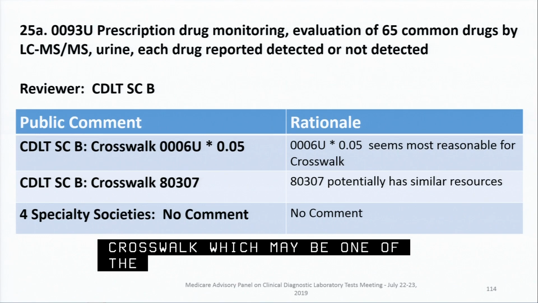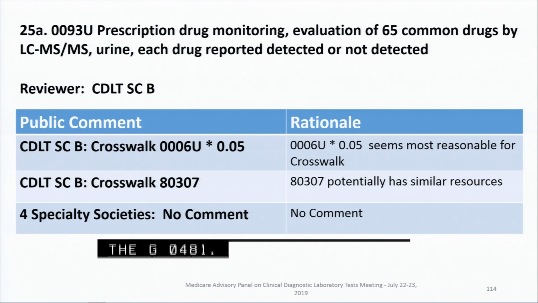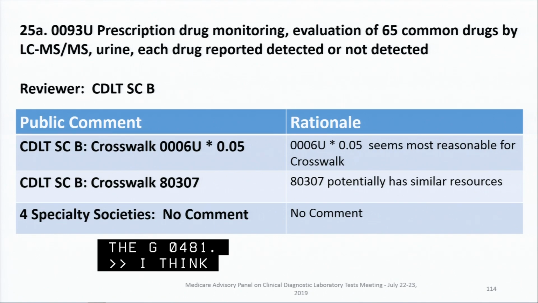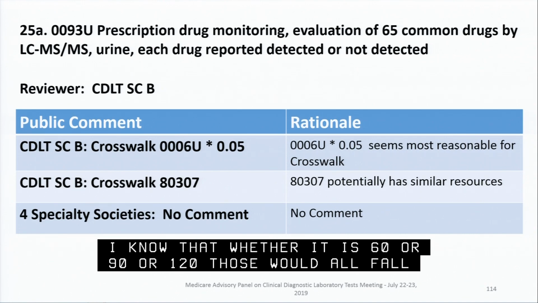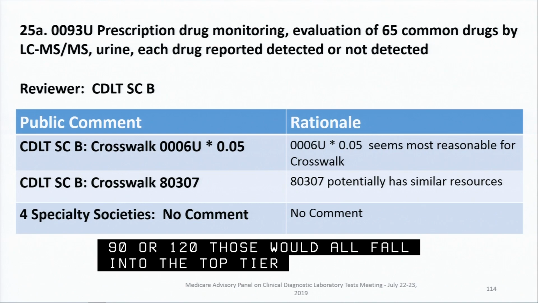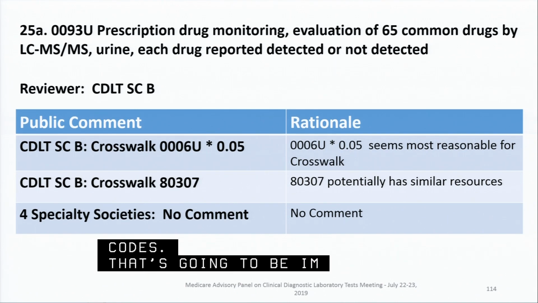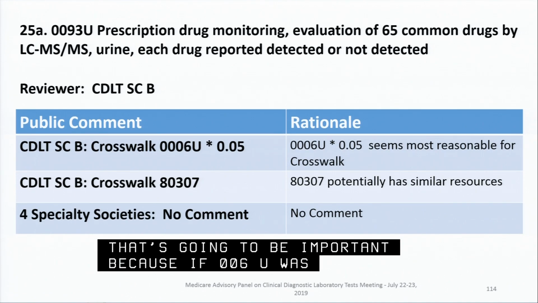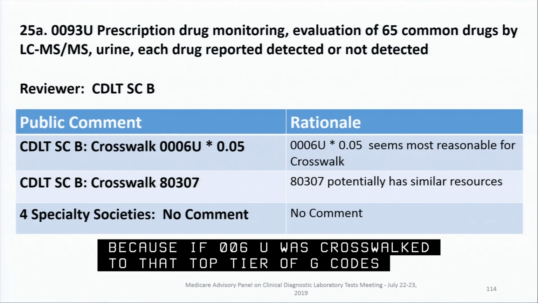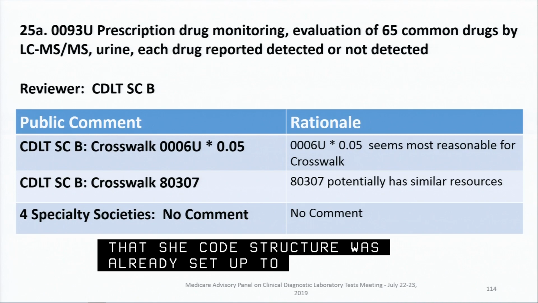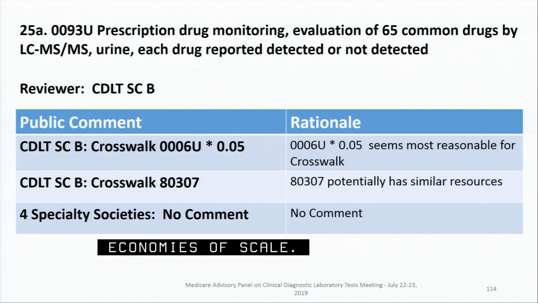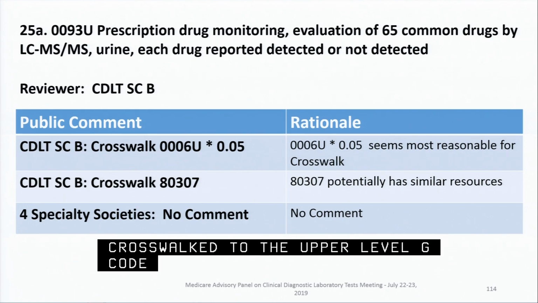I think that's an important question to answer because, whether it's 60 or 90 or 120, those would all fall into the top tier of the G codes, because I think the top cutoff of that was like 35 drugs or something, right? And that's going to be important because if 0006U was crosswalked to that top tier of G codes, I don't think it would be appropriate to halve that, because that G code structure was already set up to accommodate economies of scale, to the scalability. So if 0006U is crosswalked to the upper level G code, then I don't think that you should halve it. So I think that question of what 0006U's crosswalk is, is important to answer before we make a final determination here.